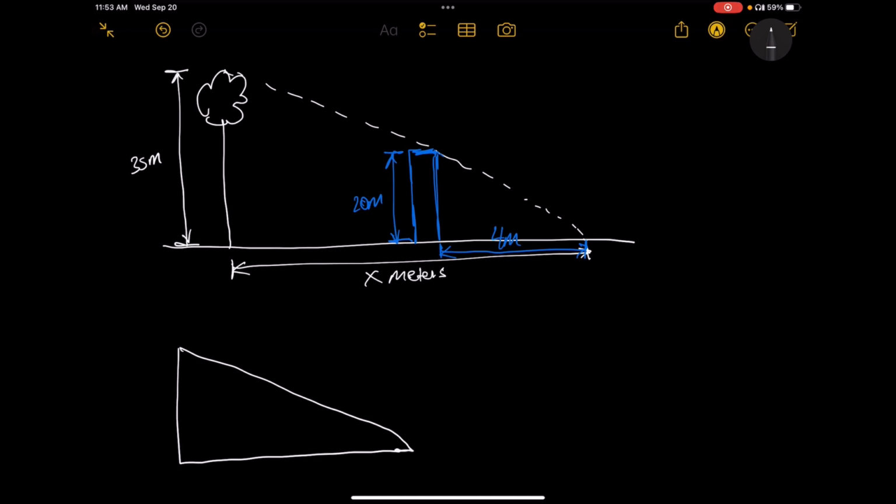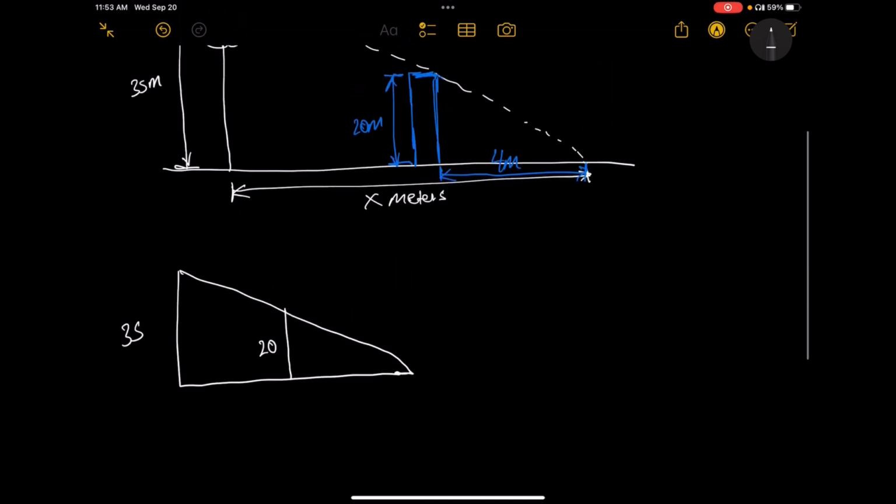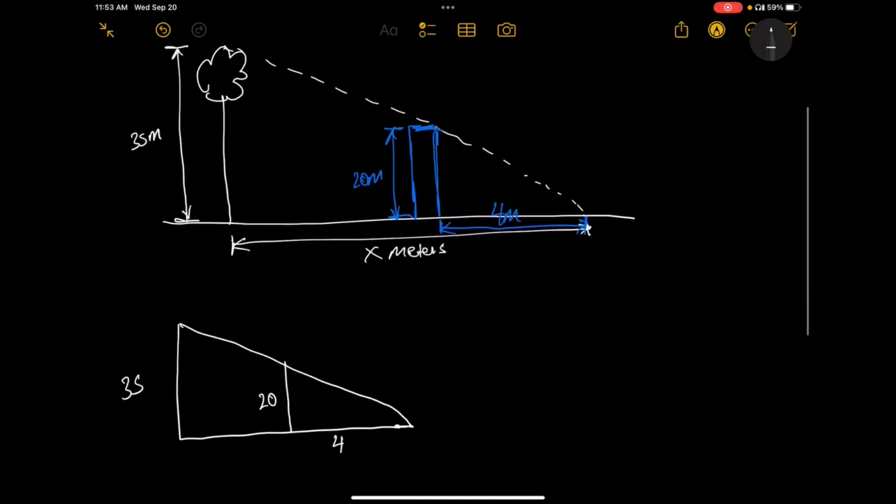First we draw a triangle. So this is 35, this is 20, the building height, and this one is 4 meters. These are 90 degrees. And this one is x meters. Okay, this is what we are looking for. And this is angle theta. All right.